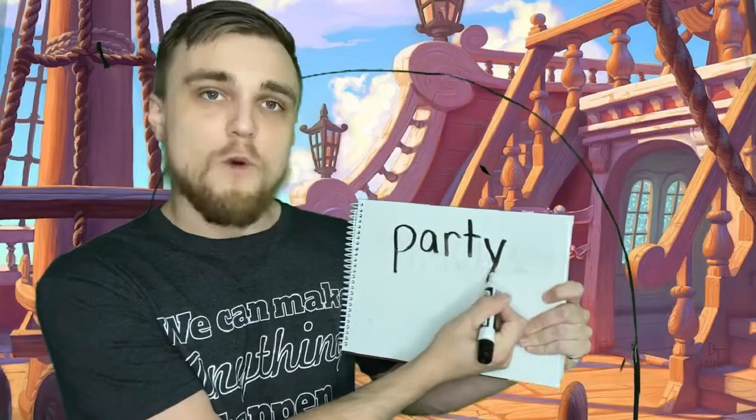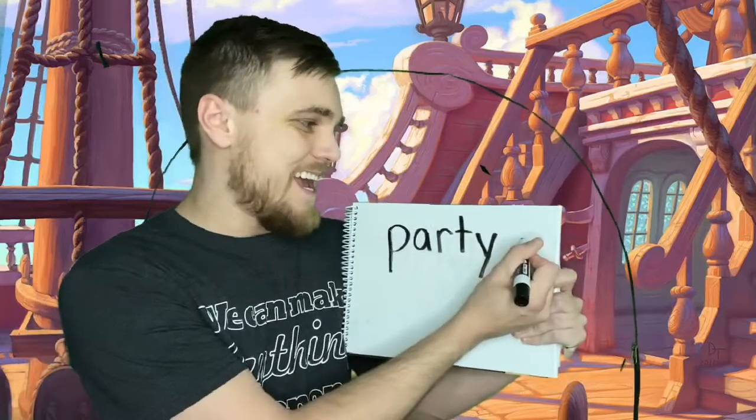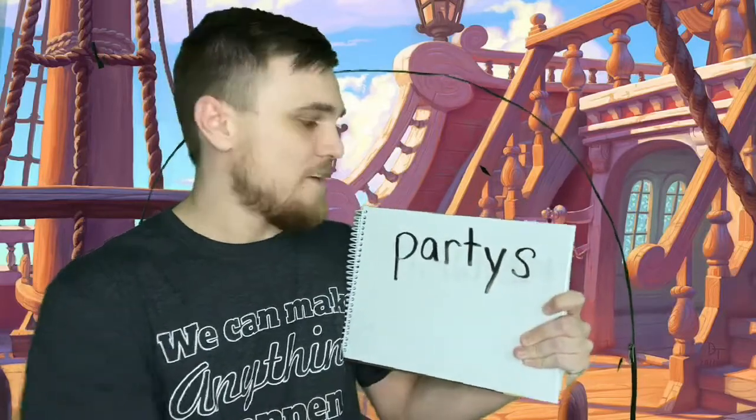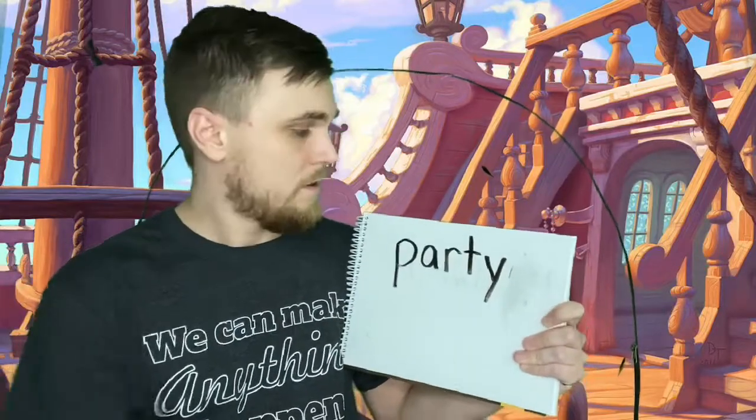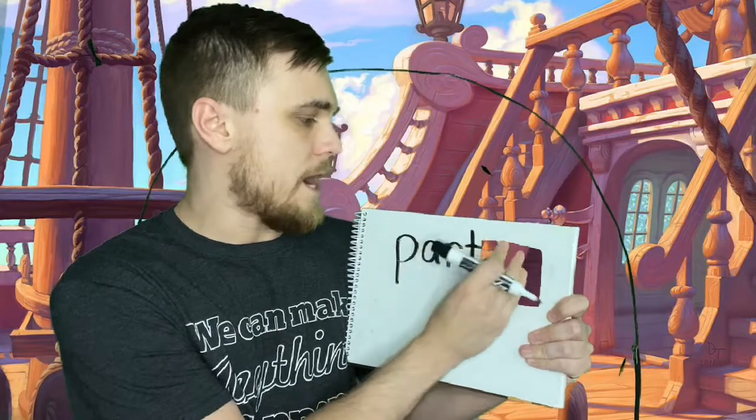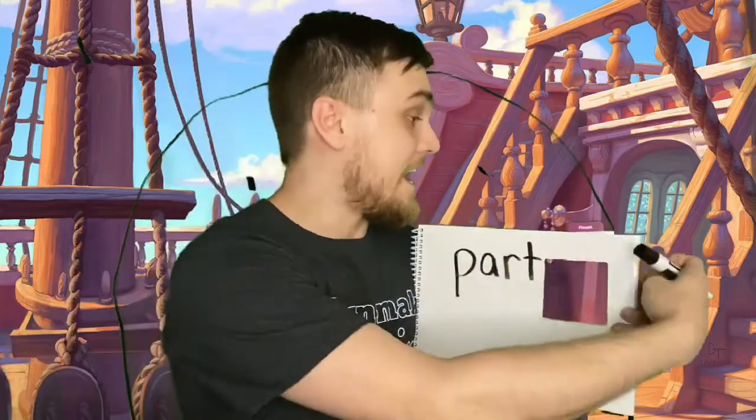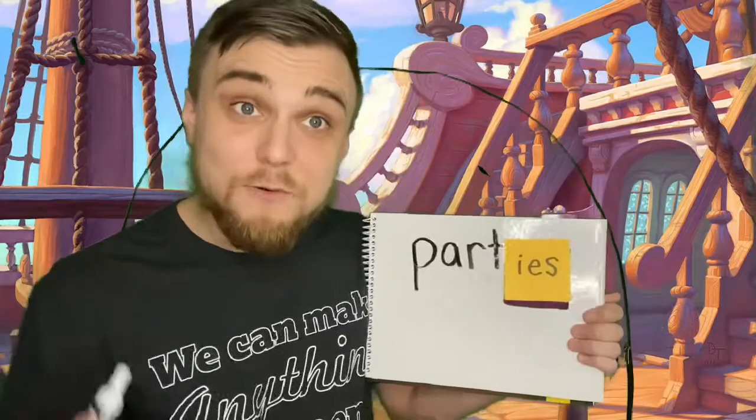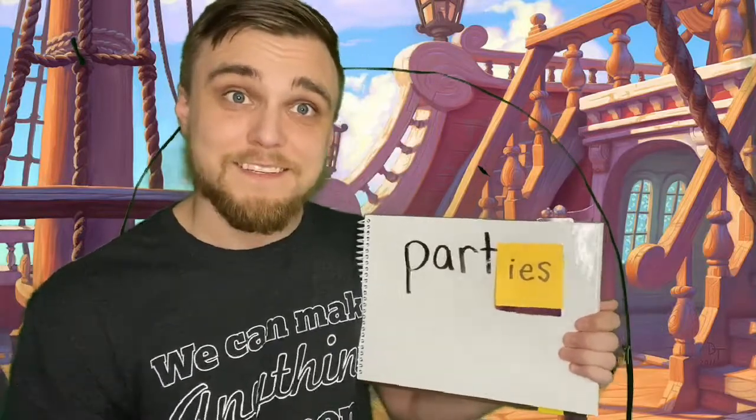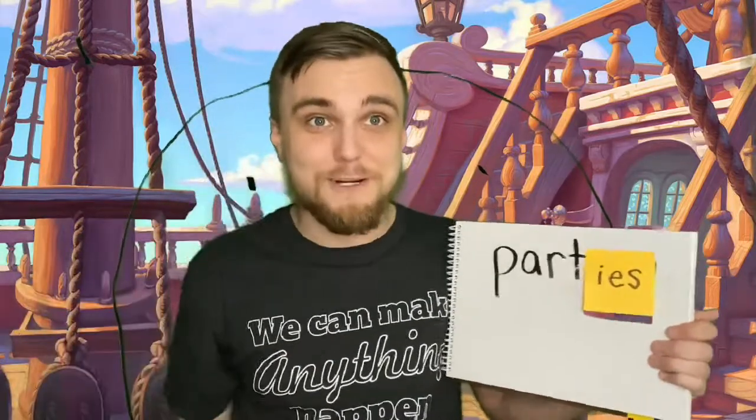It ends in a Y, so instead of adding an S here, like that, we're not allowed to do that. Instead, what we have to do is we drop that Y, it's gone, and add IES. Now we have the word parties. So I went to 2 birthday parties this weekend. Isn't that fun?